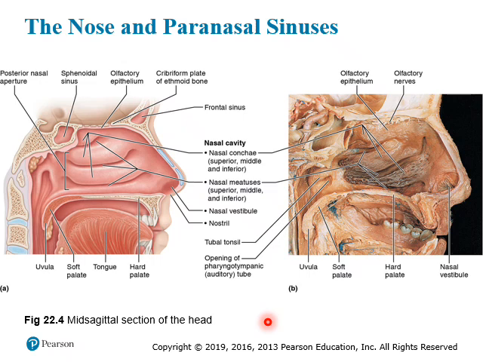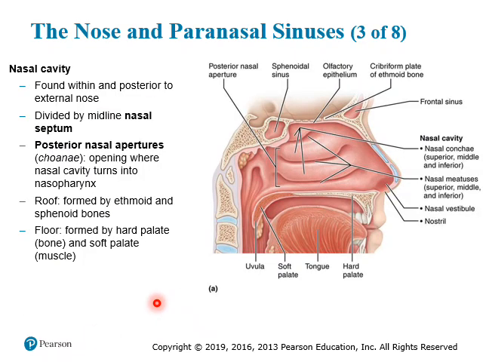Right here you have a mid-sagittal section of the head. The one on the left is a diagram, a drawing, and the one on the right is a mid-sagittal section of a cadaver head. Let's take a look at the parts of the mid-sagittal head. So you can see the parts here of the paranasal sinuses.